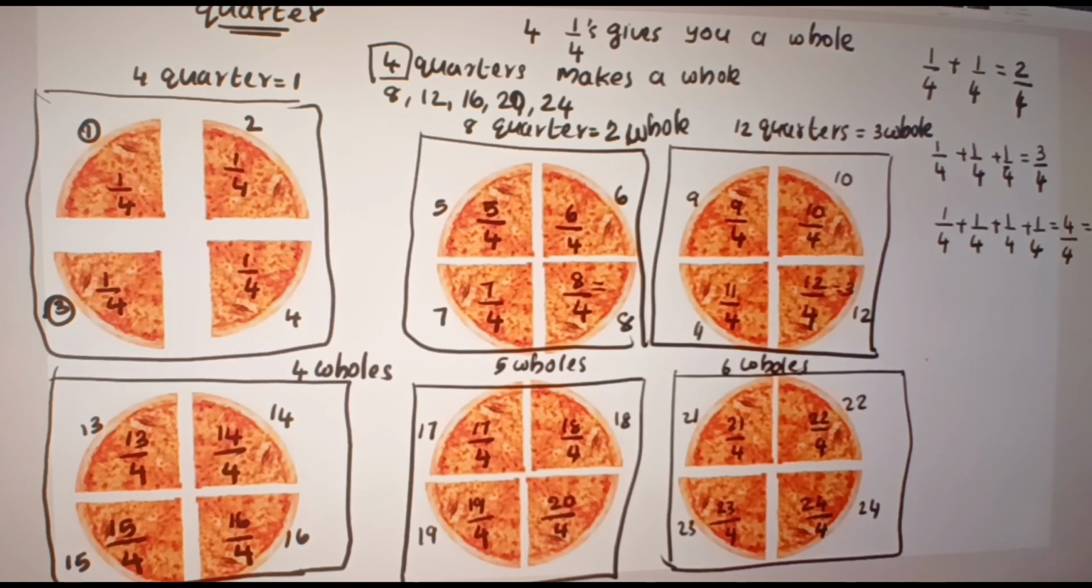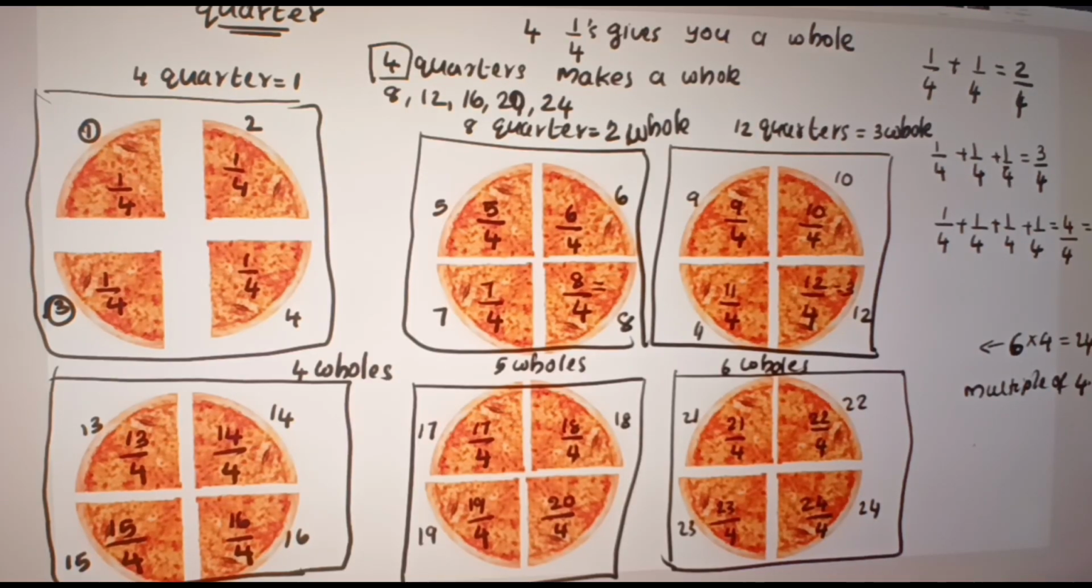So how many quarters make 6 wholes? 24 quarters. It should be a multiple of 4. So 4 times. Quarter means the denominator is 4. So how many quarters make 6 wholes means 6 times 4. 6 times 4, that is 24.